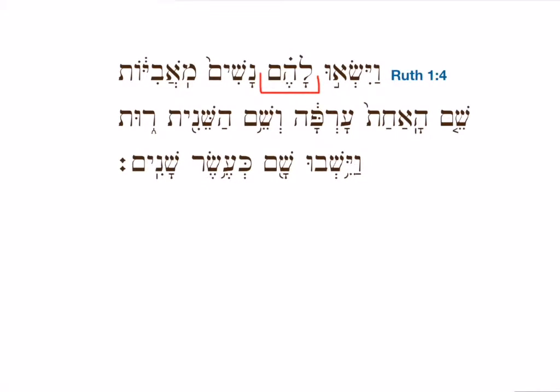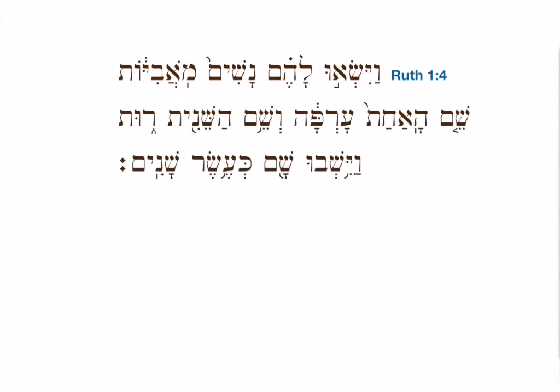Next, I have lahem. It is the lamed preposition with the 3MP suffix. And then they took for themselves. Well, what did they take? They took wives, but not just any wives. They took Moabite. And so we have Mo'aviyot in apposition to nashim.